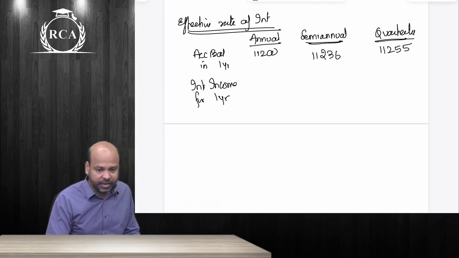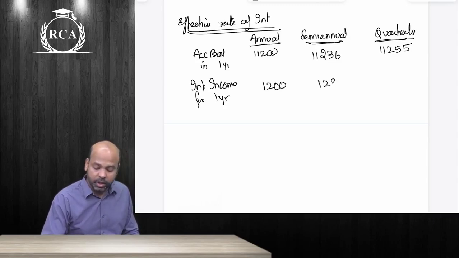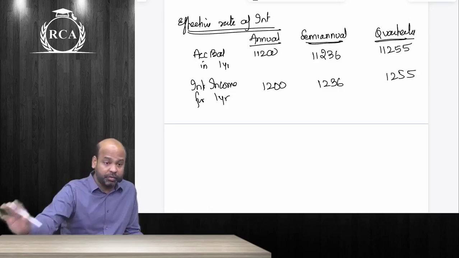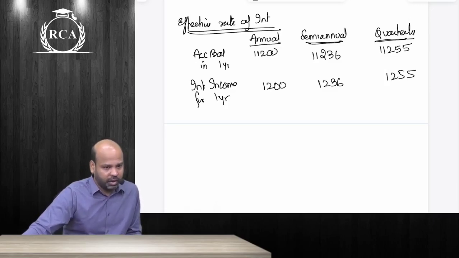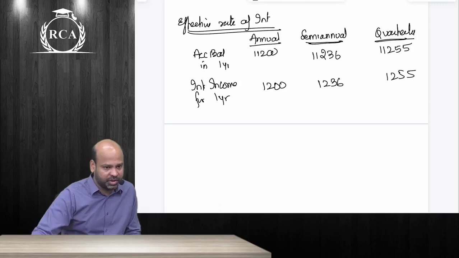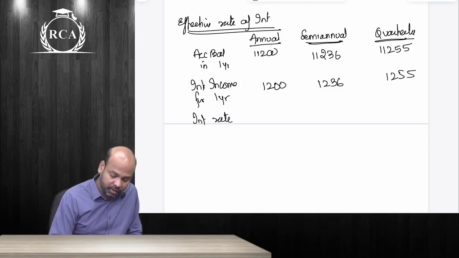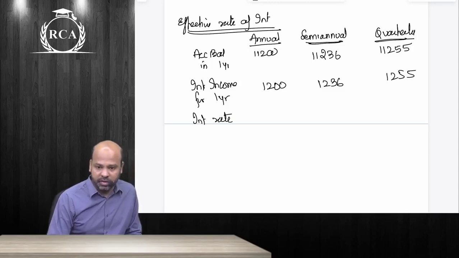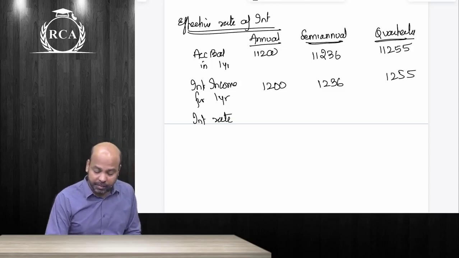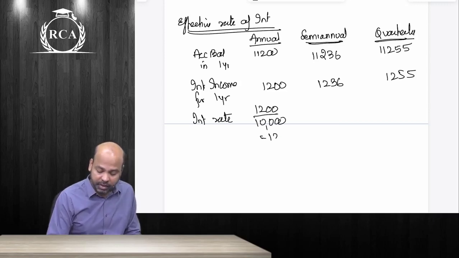So what is the interest income for 1 year? In the first case, you are making an interest income of 1,200. Next, 1,236. Next, 1,255. All of this is on a principal of 10,000 rupees. In all the three cases, the amount of deposit was constant. So based on this, what do you think will be your interest rate? First case, you're going to write 1,200 divided by 10,000. Won't that become 12%?